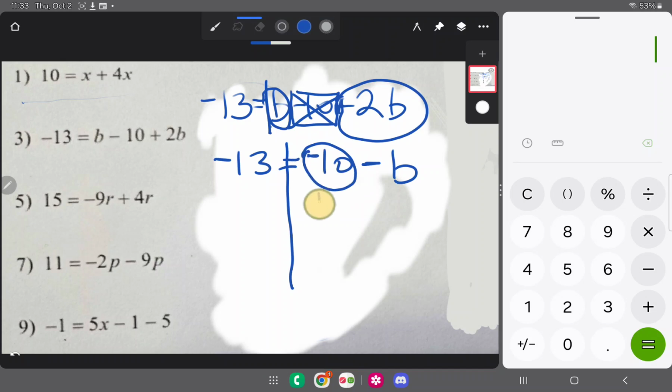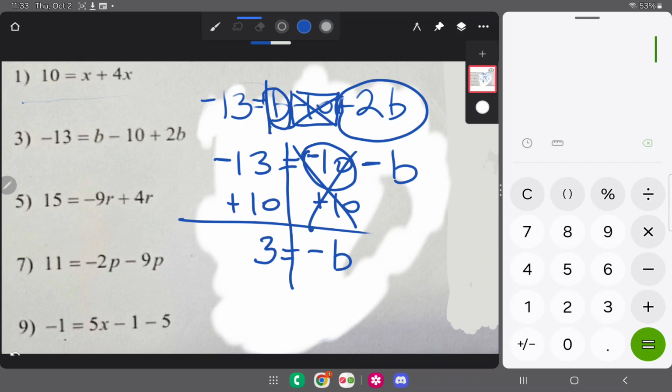That's a negative 10, so we're going to add 10 on both sides. And then that's negative 13 plus 10, and that's positive 3. We drop the negative b down. Now, normally we'd be done, but there's a negative sign there. So we have to put a 1 in front of it just to make sure that there's a number there. Now that means negative 1 times b, right? We're always going to have 1 times whatever number you have equals whatever that number is.